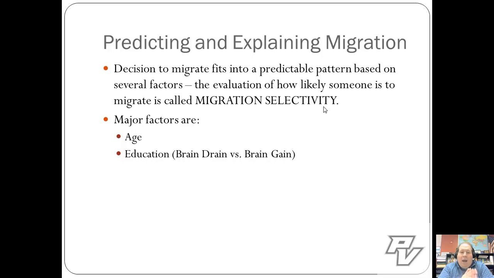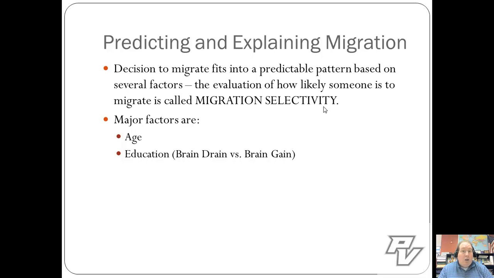Now, why people decide to migrate typically fits into a pretty predictable pattern based on a few factors. The evaluation of how likely someone is to migrate is called migration selectivity. This wasn't something that was directly covered in your text, but the big factors behind somebody choosing to migrate usually have to do with their age, their gender, and their education level. Don't forget about brain drain. We'll come to that in a second. We'll also talk about brain gain, which is kind of the reverse, if you think about it. Brain drain, all the smart people are leaving.